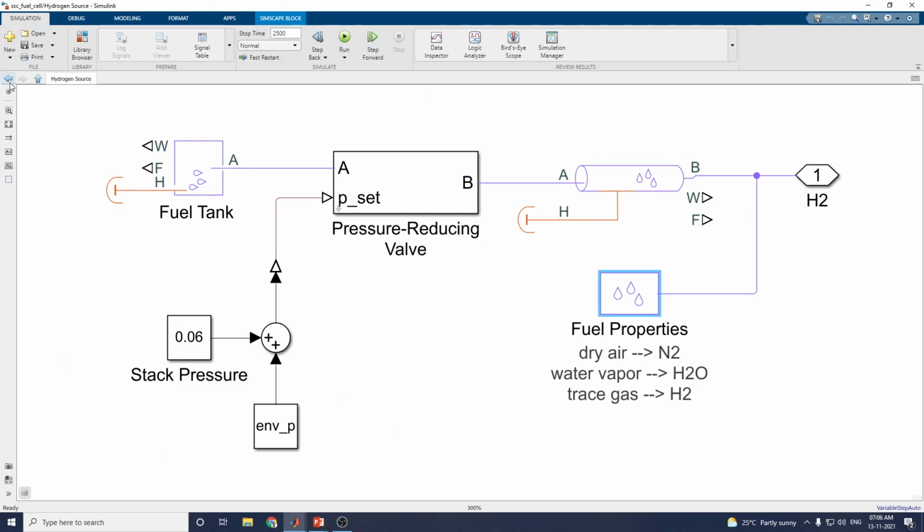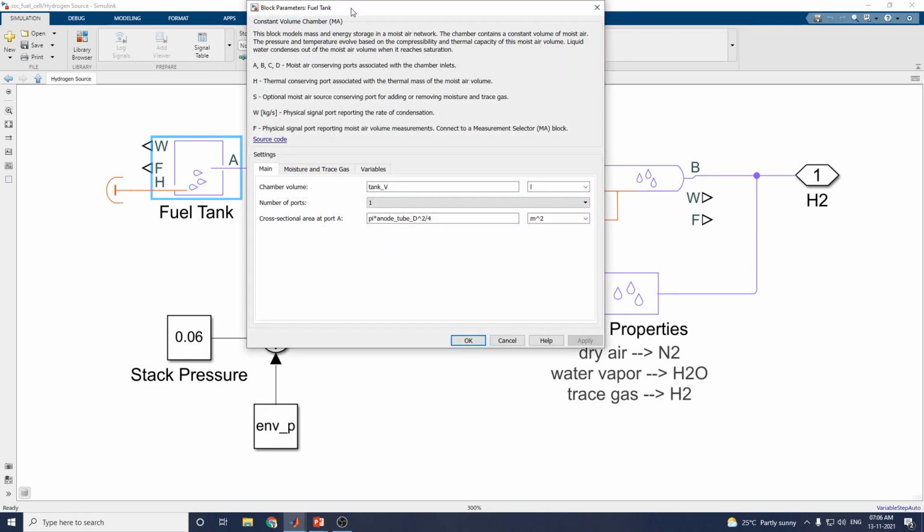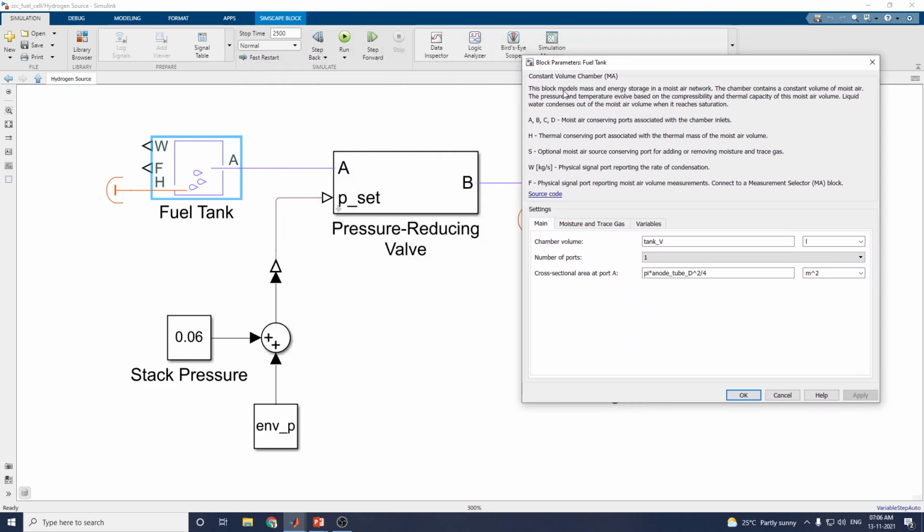Okay, the next block, this is stack pressure, given as 0.06. This is a fuel tank block. Here also it is obtained from the Simscape physical modeling toolbox. This block models mass and energy storage in the moisture network. The chamber contains a constant volume of moisture. The pressure and temperature evolve based on the compressibility and thermal capacity of the moisture volumes.